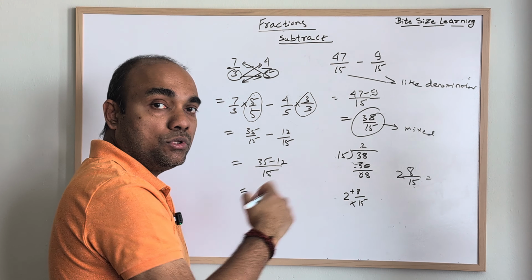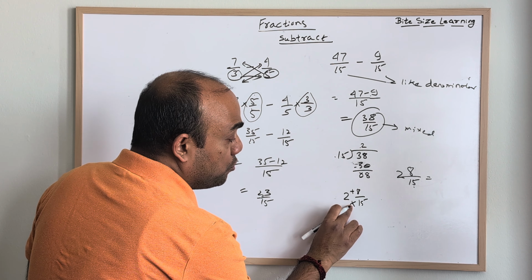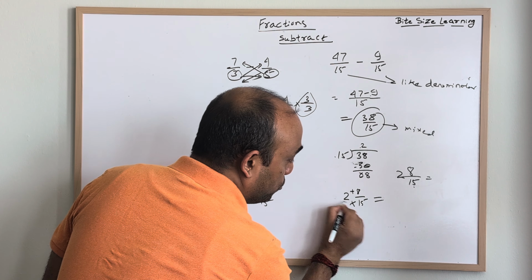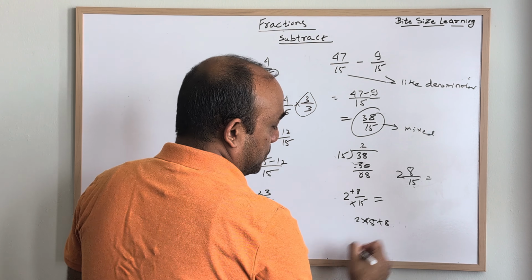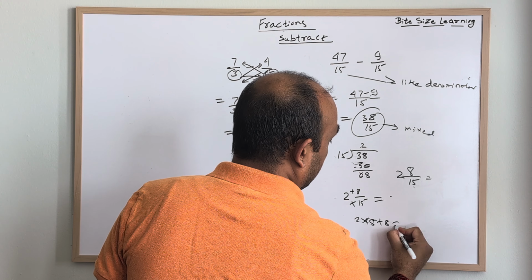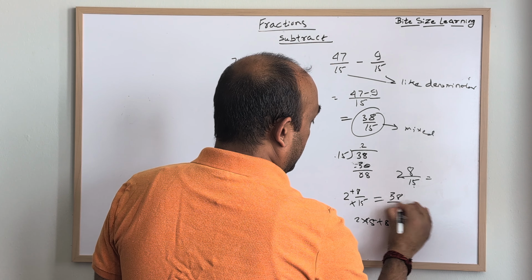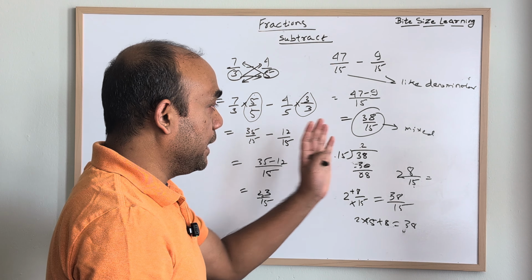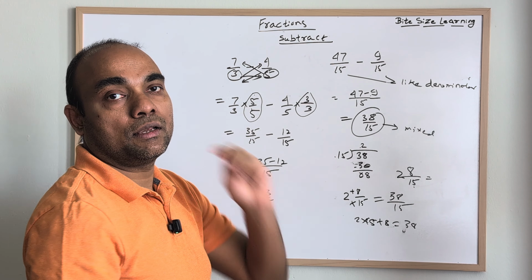Now if you want to do the opposite of it, you need to assume a multiplication here and addition here. That means you are going to do 2 times 15 plus 8, right, which is 38. So 38 upon 15. So this is how you convert an improper fraction into a mixed fraction, and then again from a mixed fraction to an improper fraction.